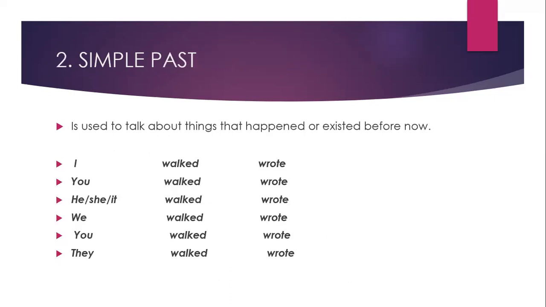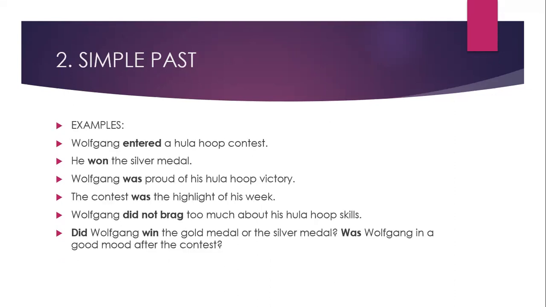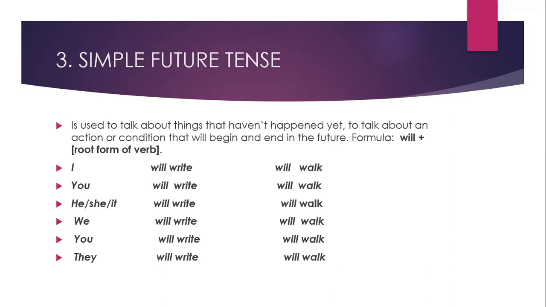Then the simple past is used to talk about things that happened or existed before now. So it's in the past. So I walked. See, walk is a regular verb, so it takes ed. You walked. He, she, it walked. We walked. You walked. They walked. Here are some examples. Wolfgang entered a hula hoop contest. He won the silver medal. Wolfgang was proud of his hula hoop victory, and so on and so forth. So all the verbs in bold are in the simple past, talking about something that has already happened, something that happened before this time.